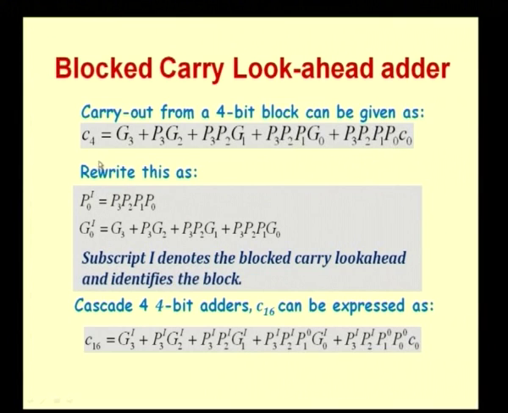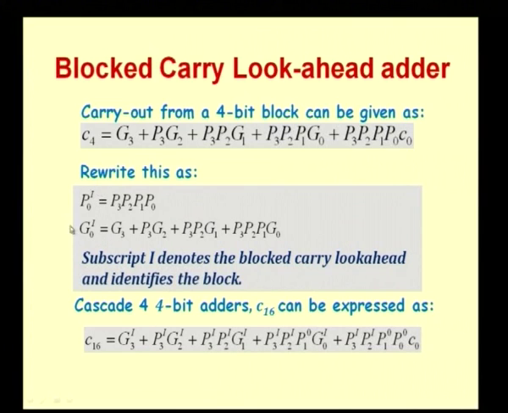So now you can look at your C4 as G0 of I, this whole term here, plus P0 of I into C0. So this whole block can be treated as one equation. Look at this whole thing: when I say P0 of I, G0 of I, I can essentially treat it as if it is one single digit.